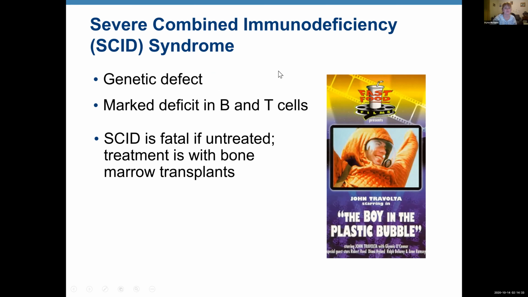So here's one: severe combined immunodeficiency syndrome. This is a genetic defect. Why do we call it combined? Because it's a defect in both B and T cells. So it's combined because it affects both cells. It's fatal if untreated, and it's treated with bone marrow transplants. If there's a deficit in the B cells and T cells, that person does not have any specific immunity. They do have some first and second line of defense, non-specific or innate immunity, but no specific immunity.